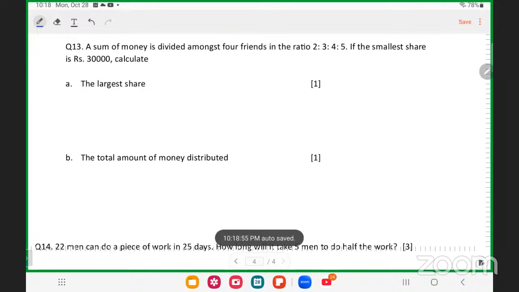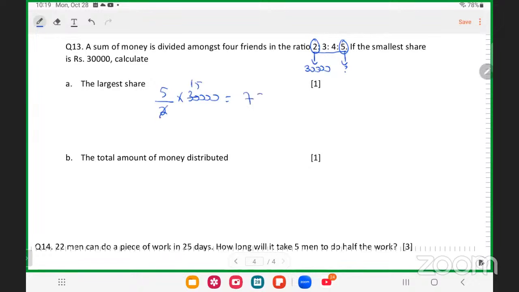A sum of money is divided amongst four friends in the ratio 2 is to 3 is to 4 is to 5. If the smallest share is 30,000, calculate the largest share. Unknown over known into known value. 75,000.